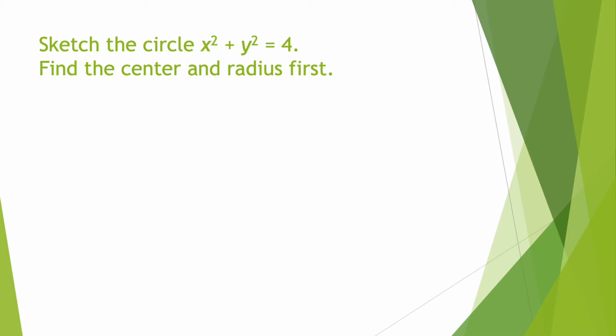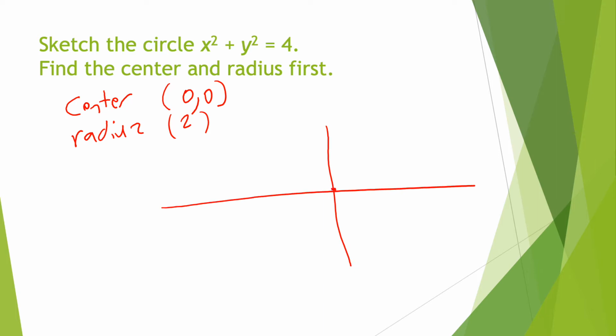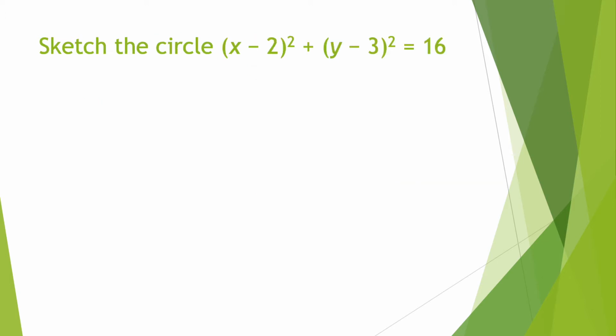The most important part of the circle, the two features of a circle, is the center and the radius. So this circle here, the center is 0, 0, it's not being shifted, and the radius is 2. So to draw the circle, let's mark the center, then 2 steps in each direction: 2, 2, negative 2, negative 2.